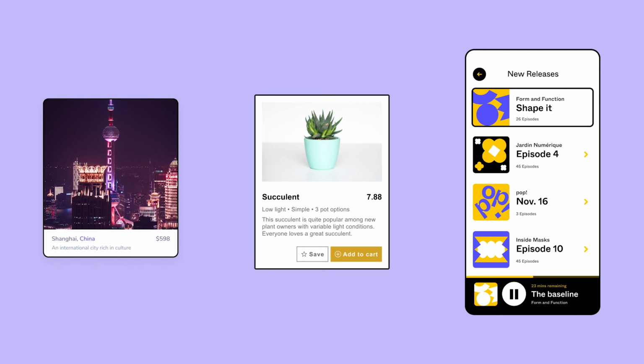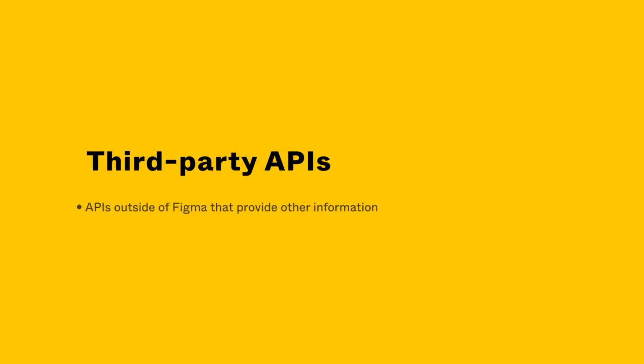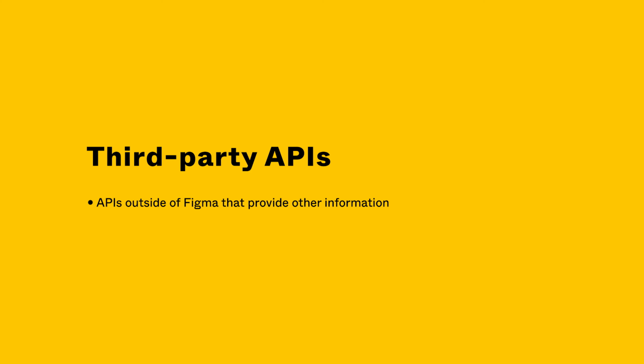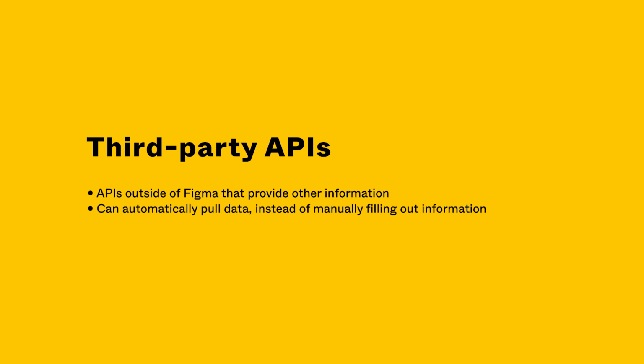Once you build your first plugin, you might start to think about creating more complex plugins that use third-party APIs. Third-party APIs are APIs outside of Figma that provide tons of information. There are APIs for almost anything you can think of. When we implement other APIs, we can build plugins that automatically pull data instead of manually filling in this information.